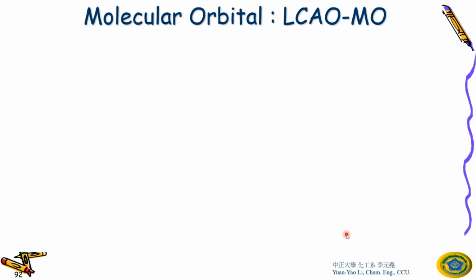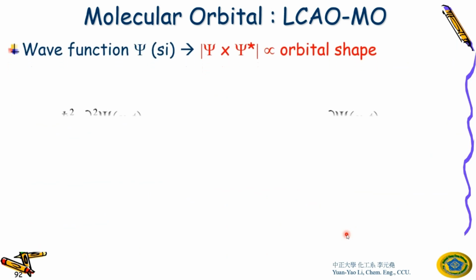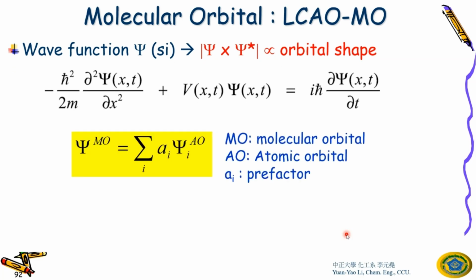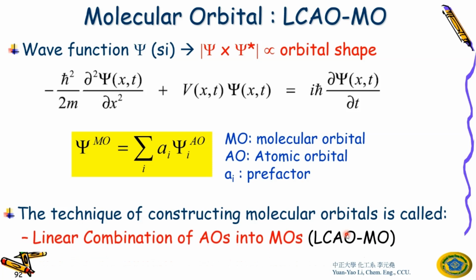So this theory is called LCAOMO. What's LCAOMO? This is linear combination of atomic orbitals into molecular orbital. As I just told you, this is an eigenfunction. Eigenfunction, the answer we get is called eigenvalue. The eigenvalue can be put together. The solution can be added together.